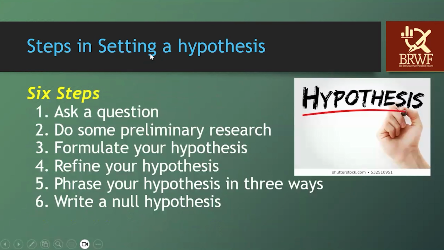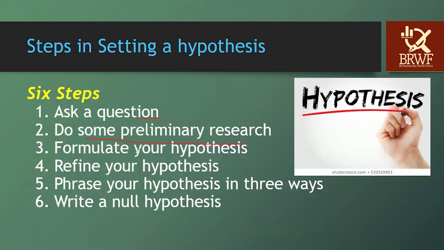So here are the steps of writing a hypothesis. It's very crucial for your research. If you are trying to set your hypothesis, you have to follow 6 steps. The first step is you must have a question, and do some preliminary research. Before setting a hypothesis, you can explore related research and how they set theirs for their research, and you will get an idea.